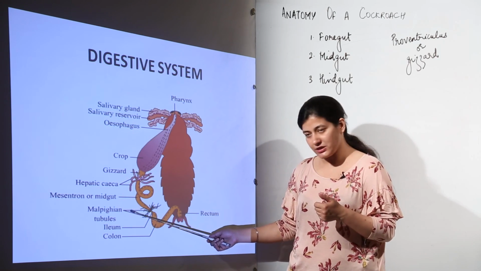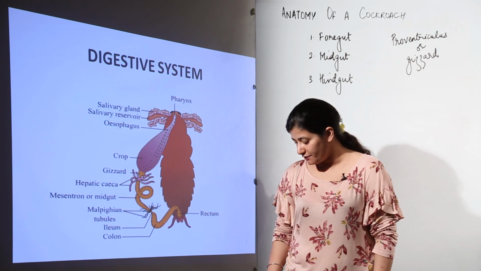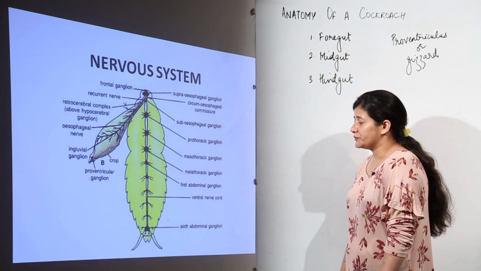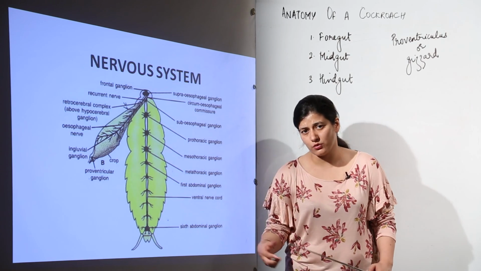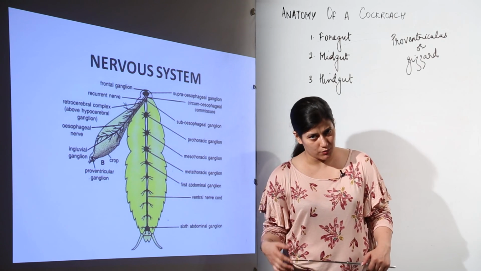Whatever excretory material would be formed inside the body would be thrown into the alimentary canal itself. Moving further, we have the nervous system of cockroach. Now, if I say that if you cut the head of a cockroach, it is going to survive for another 10 days. What is the reason?